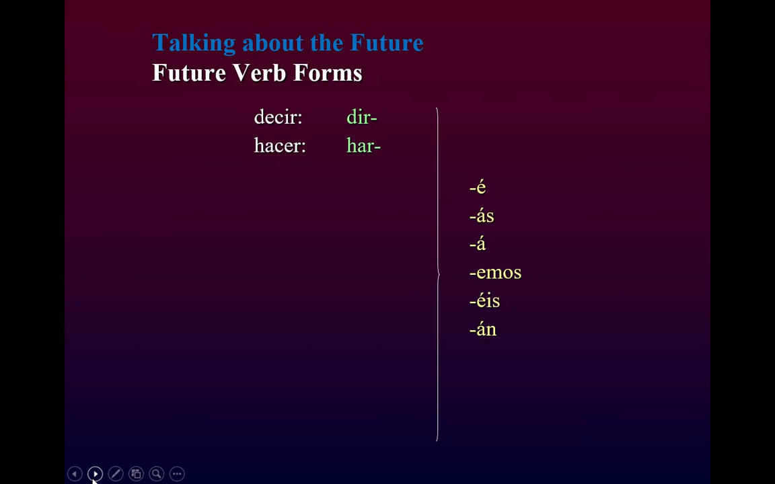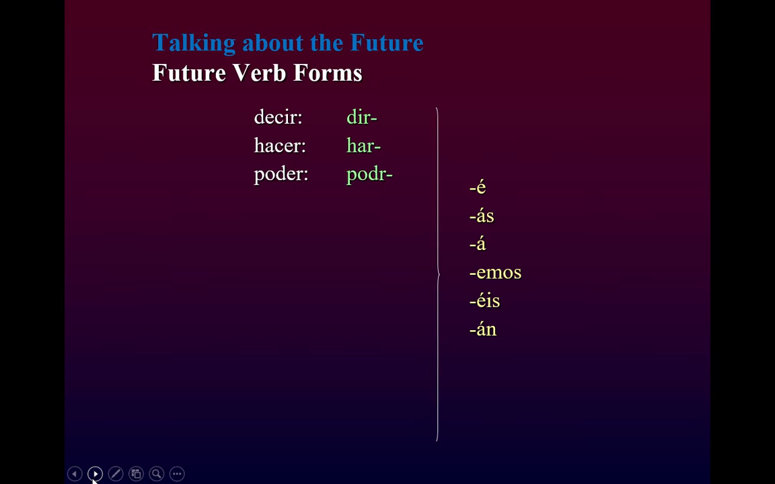The next one is the verb hacer. Hacer, of course, becomes har. That's the stem form, haré. So in order to say I will make or I will do, we would say haré. So if you wanted to say, for example, what will I do tomorrow? ¿Qué haré mañana? What will they do tomorrow? ¿Qué harán mañana?